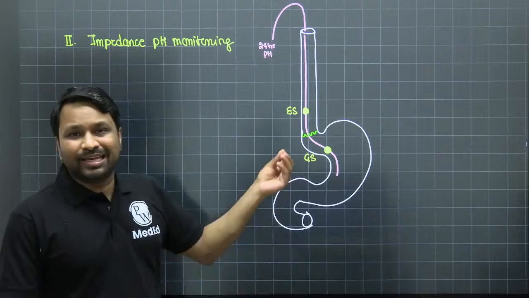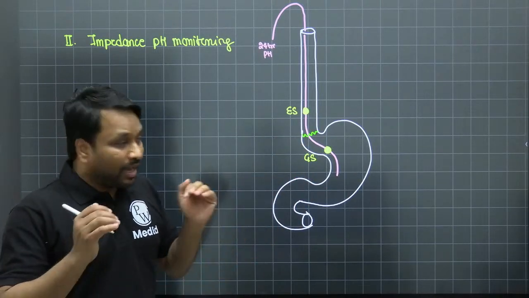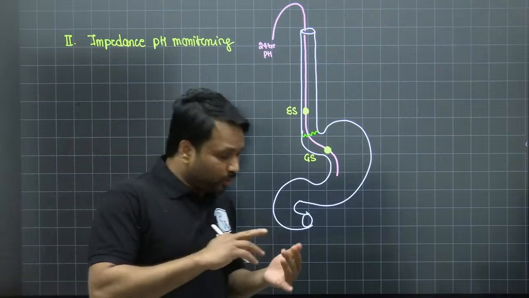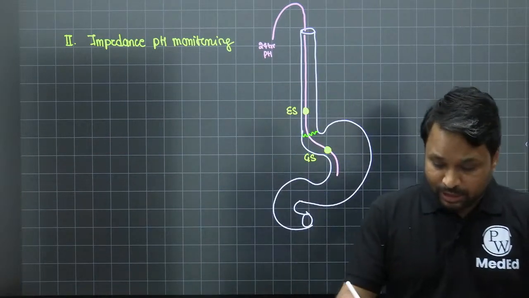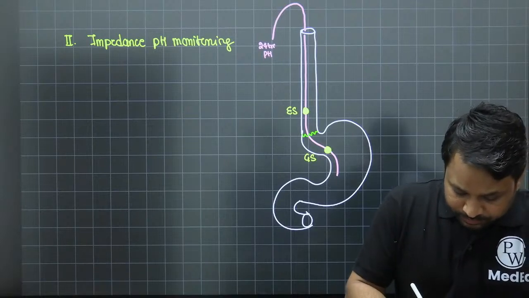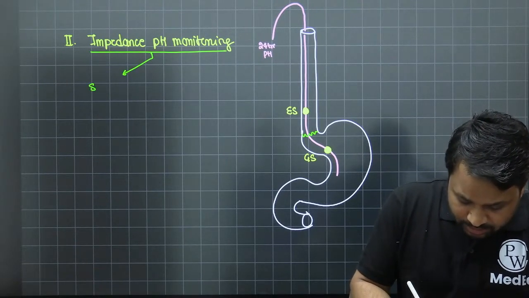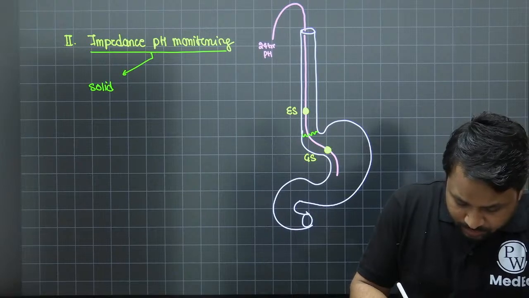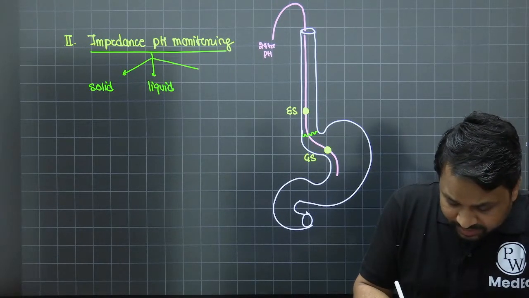Problem क्या है कि 24 hours pH monitoring में सिर्फ ये बता रहा है कि pH drop हो रहा है कि नहीं हो रहा है. I need to understand that, okay, one, the pH is dropping or not. Second, I need to know whether it is a liquid reflux. So I need to know whether it is a solid reflux, whether it is a liquid reflux, and number three, whether it is a gaseous reflux, right?